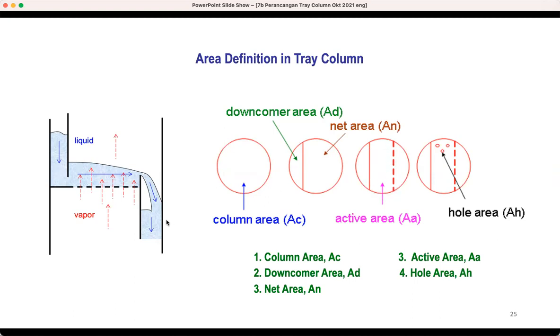And then, of course, because there are holes there, you can also define the hole area. Okay, so the column area AC, downcomer area AD, net area AN, active area AA, and hole area AH.